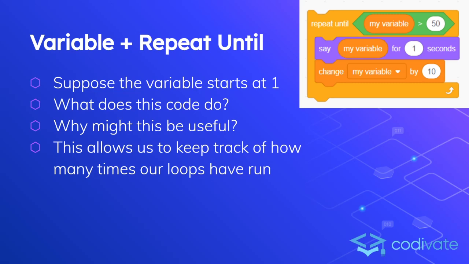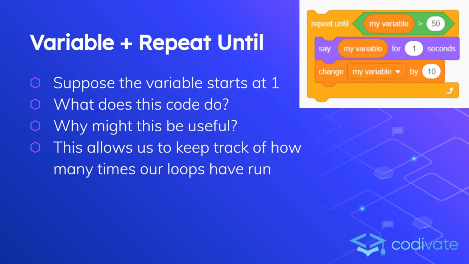Let's say the variable starts at 1 in this case. The variable's 1, and you're repeating until the variable is greater than 50. So 1 is not greater than 50, so we're going to do it. Your computer will say the word 1. Then it'll add 10 to your variable. Now it's 11. 11 is not greater than 50, so it'll say 11. Then it'll say 21. Then it'll say 31. Then it'll say 41. And then 51 is greater than 50, so it skips when it reaches 51. So it ends up saying the words 1, 11, 21, 31, 41.